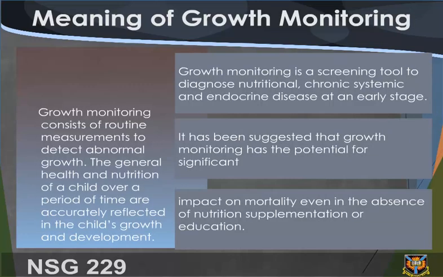Meaning of growth monitoring. Growth monitoring consists of routine measurements to detect abnormal growth. The general health and nutrition of a child over a period of time are accurately reflected in the child's growth and development. Growth monitoring is a screening tool to diagnose nutritional, chronic systemic, and endocrine disease at an early stage.